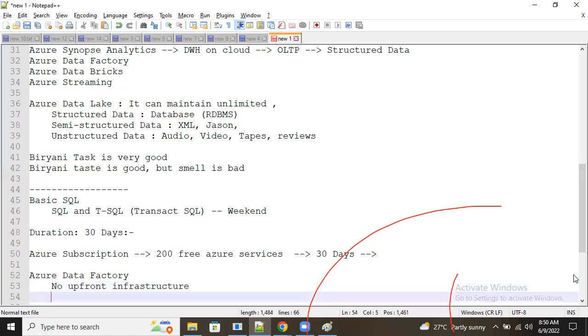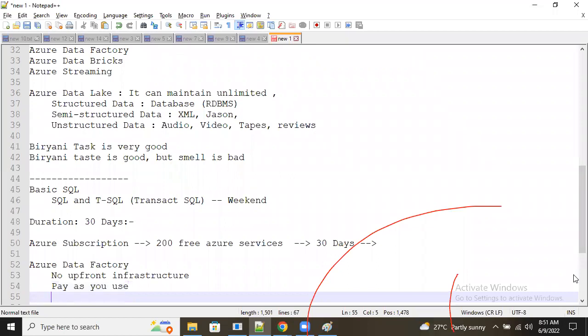Okay, next one. Pay as you use. What do you mean by that? You just pay the amount for the products that you have used. You don't require to pay the amount for unwanted things. For example, today I use 2 services. I pay the amount for only 2 services. That is good, right?